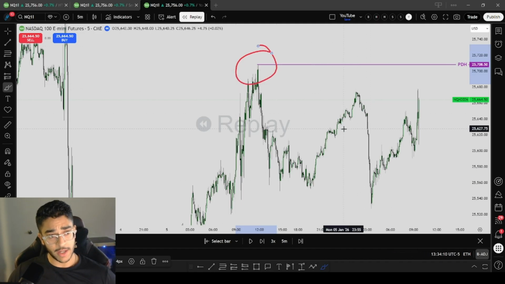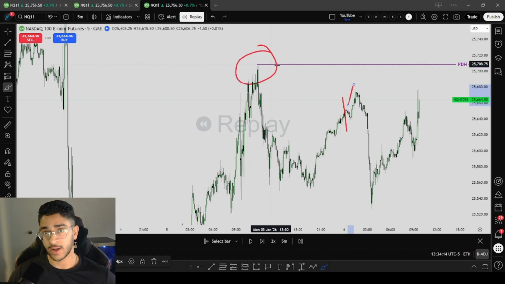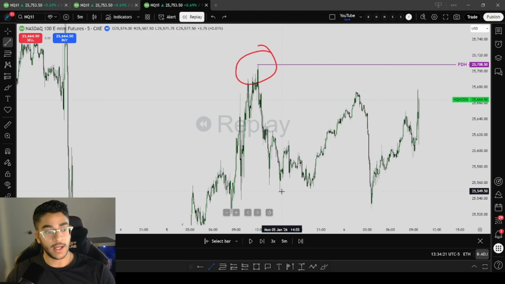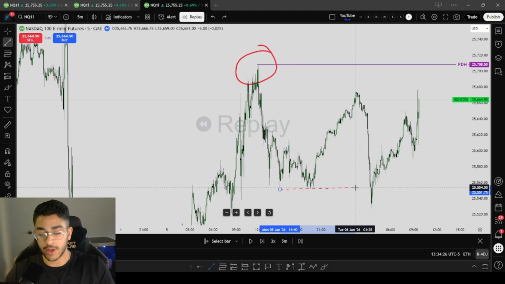So this was our midnight open right about here. You see price came up, failed to make any new high, right? We didn't break above previous day high, came down and actually swept some internal sell side liquidity. Now I'm not using this for any trade logic. This is just my overnight pre-market analysis, right?